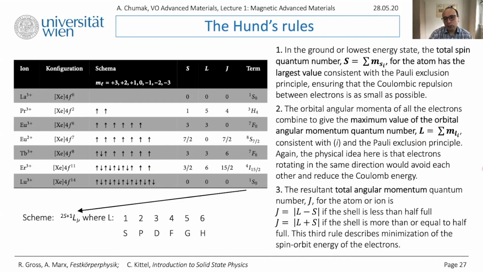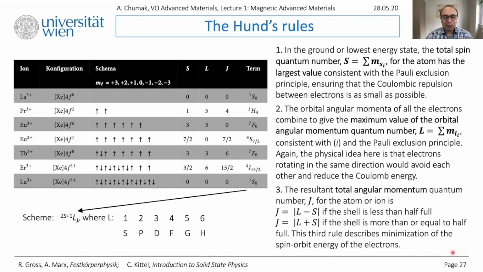Then the last rule of Hund gives us information on how to find the total angular momentum. If your shell is less than half full, then J will be the difference between orbital and spin momentum. If your shell is half full or more than half full, then you get a sum, so your total angular momentum J will be equal to L plus S. And here you see the scheme which is used for the definition of all these atoms and ions, like shown here.